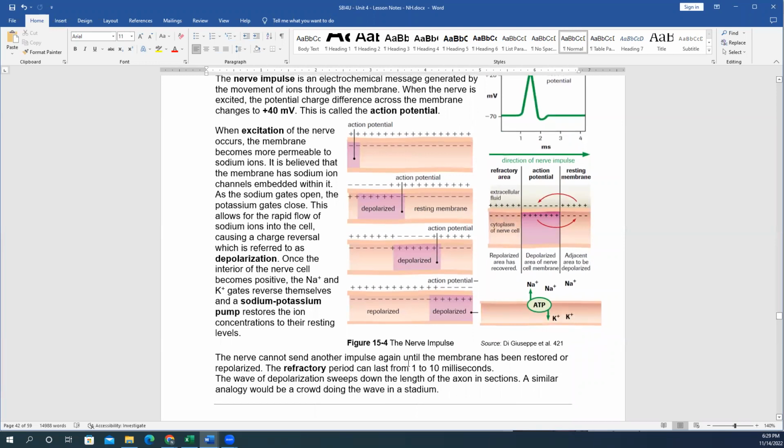This wave of depolarization sweeps down the length of the axon in sections. You can think of it very similar to when you're in the stadium and the crowd is doing a wave. There's a wave of depolarization that sweeps its way down the length of the axon, and behind it you have the repolarization as the concentrations of sodium and potassium ions are restored back to their resting state.